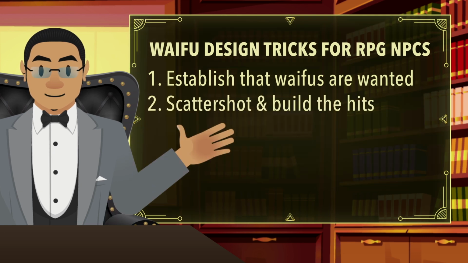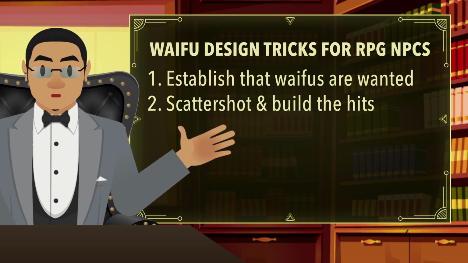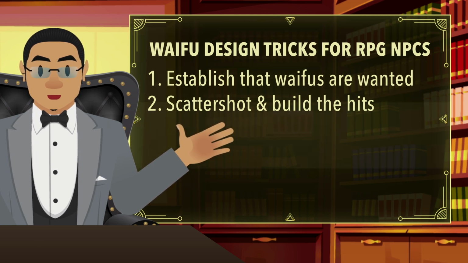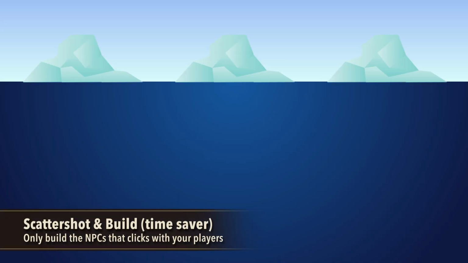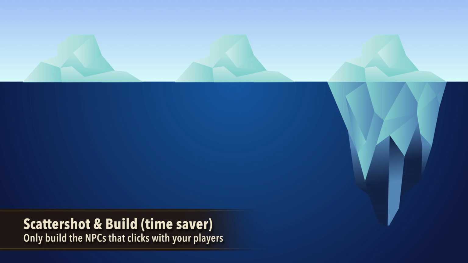The next tip is to use the scattershot technique. It is difficult to know the type of waifus and NPCs your players will like. So just create a lot of characters with unique personalities and see which ones your players gravitate towards. Then build those characters up. Don't worry about describing how good looking they are, because your players, like most people, would naturally imagine the people they like to be good looking.